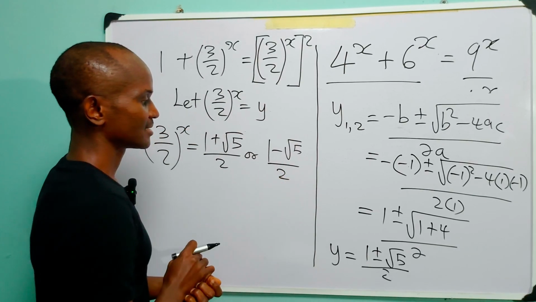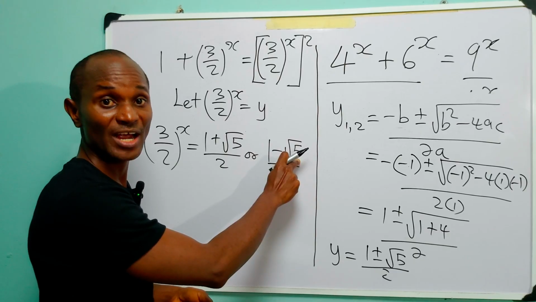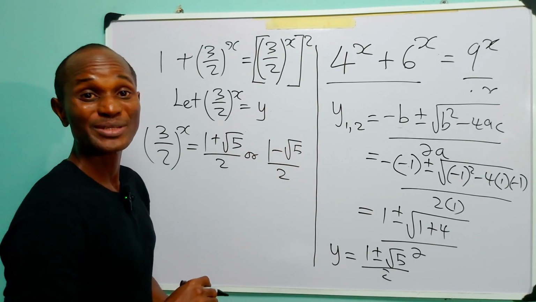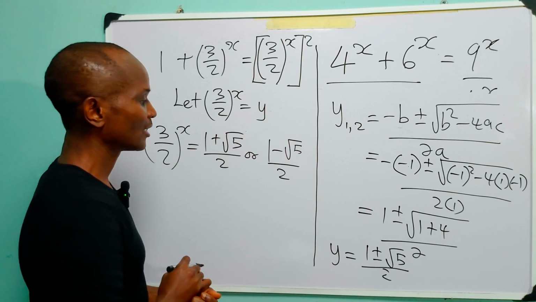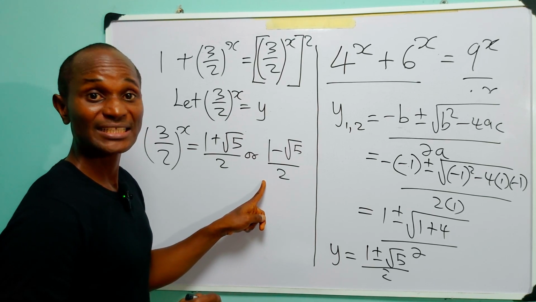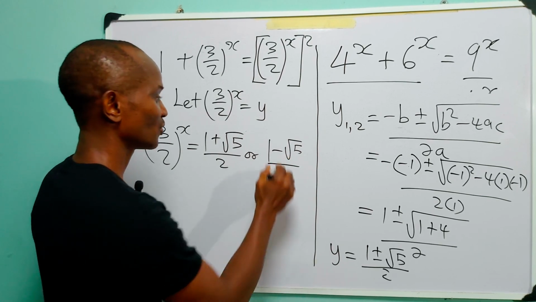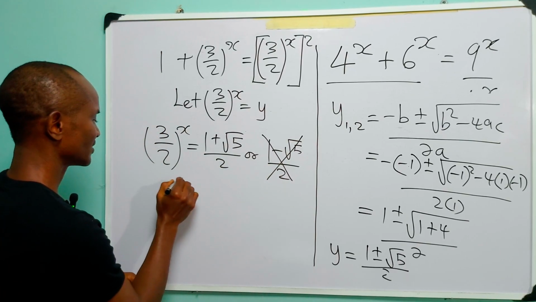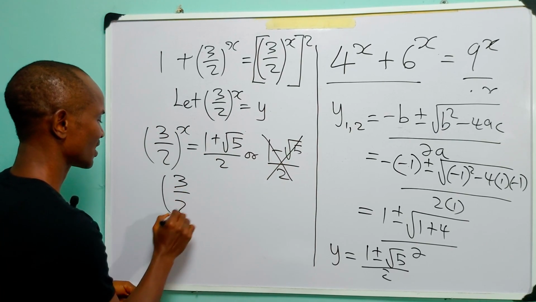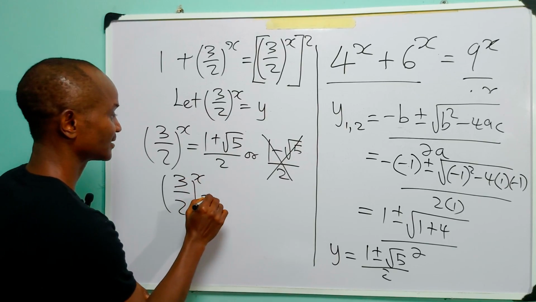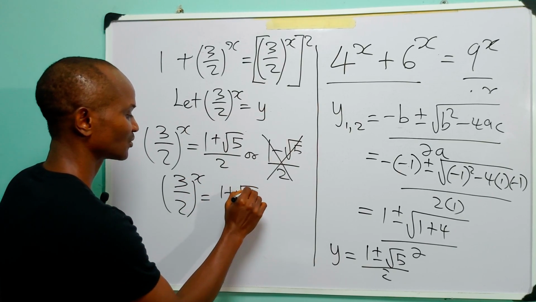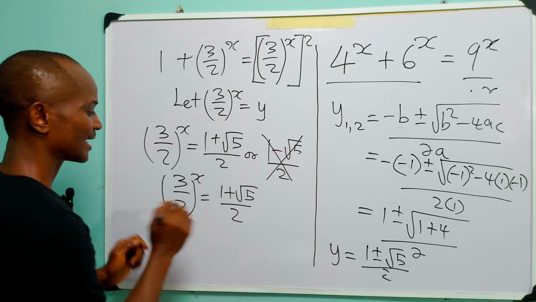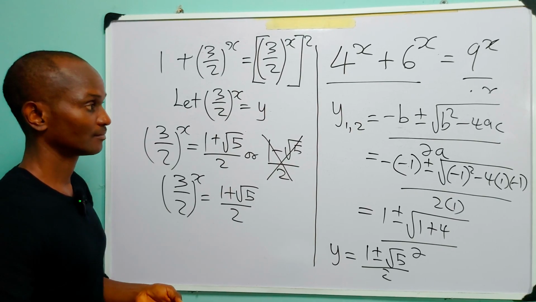But let us look at this. We know that the square root of 5 is greater than 1. So this number will be a negative number. And we know that the log of negative numbers is undefined. So we cannot use this. So ultimately what we have is that 3 over 2 raised to power x is equal to 1 plus square root of 5 divided by 2. We can now take log of both sides.